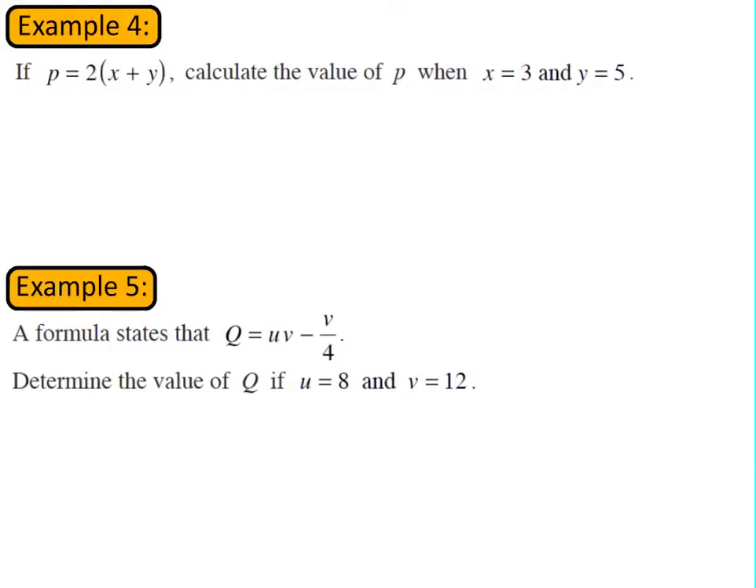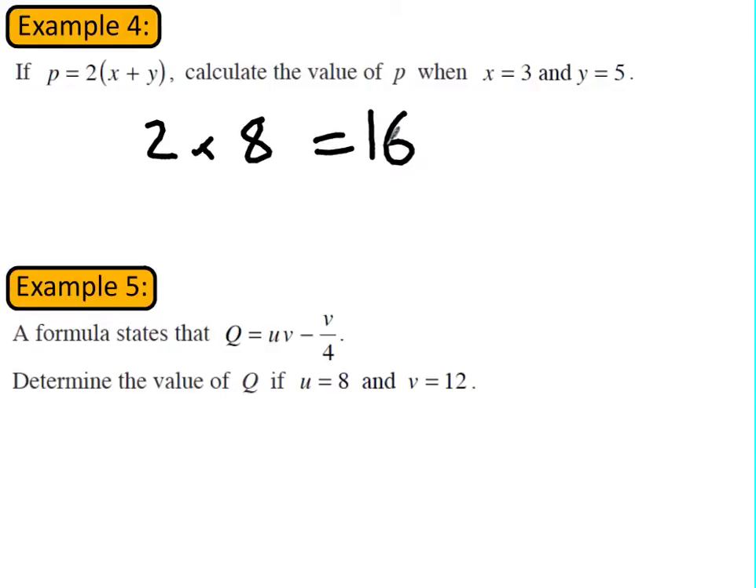On to example 4. We can do this either by multiplying out or not. I would suggest not multiplying out. So find P. Well, that's going to be 2 times x plus y, which is 8. So that is just 16.